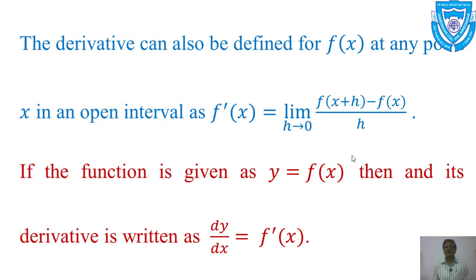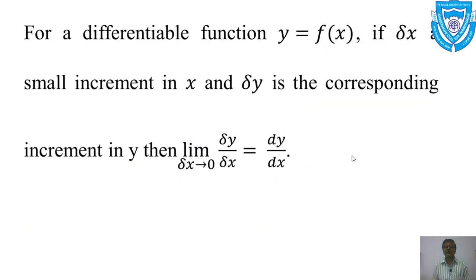If the function is given by y is equal to f of x, then its derivative is written as dy by dx is equal to f dash x. So these are two notations, dy by dx and f dash x, which are used for denoting derivative. For a differentiable function y is equal to f of x. For a differentiable function means what? A function whose derivative exists is called a differentiable function.